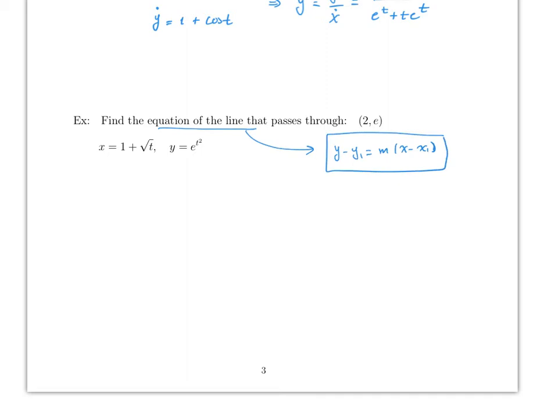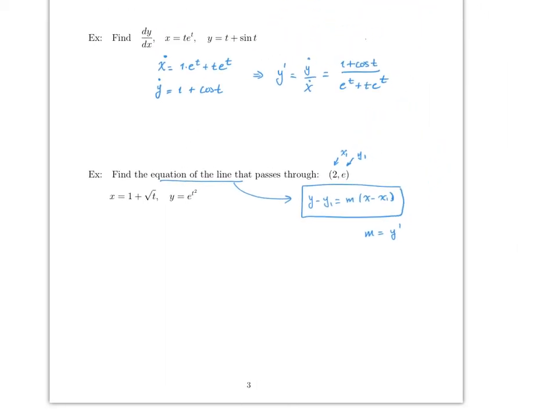So we have the x1 right here. So this is x1, and this is y1. The only thing we're missing is the m, or the slope. But remember that m is the same thing as y prime. So we need to figure out y prime, but to figure out y prime, well, we need to find x dot and y dot.